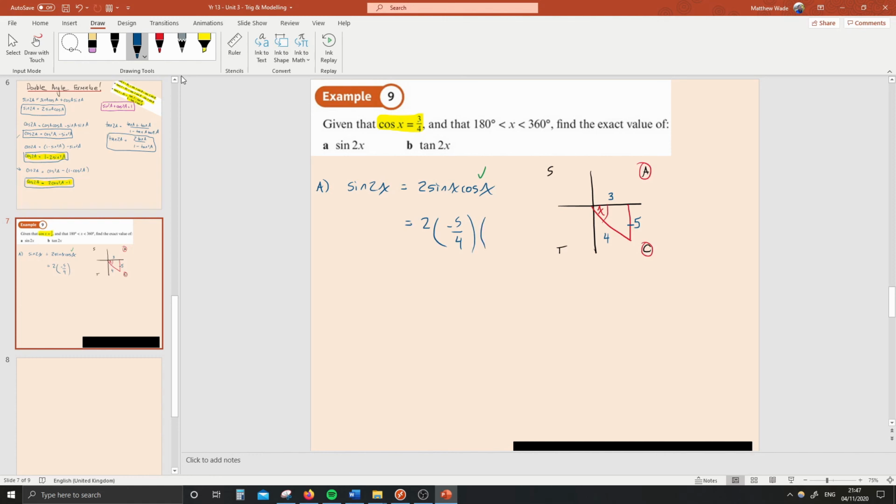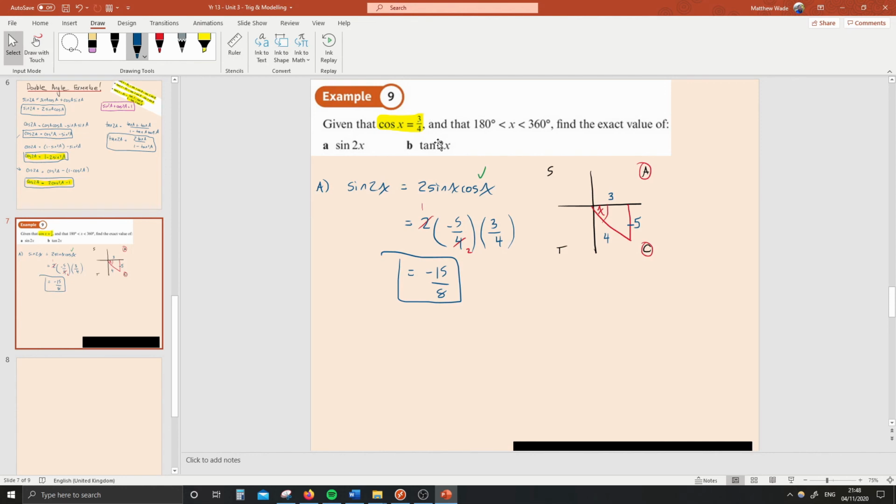Cos of x is 3/4, because I read that off the picture, or I just nicked it from the question itself. Now, what we've got to do is use our calculators to multiply these out, or you can be lazy like me and not bother. 2 times -5/4 times 3/4 means we're going to have a -15 on the top, and on the bottom we're going to have 8. It's -15/8. That's your final answer.